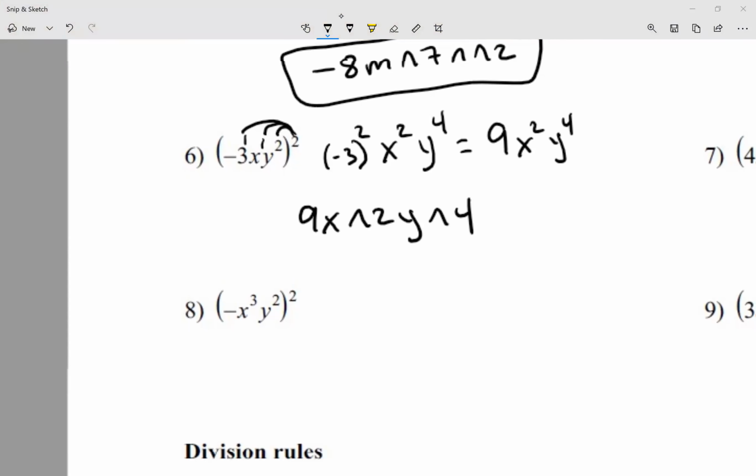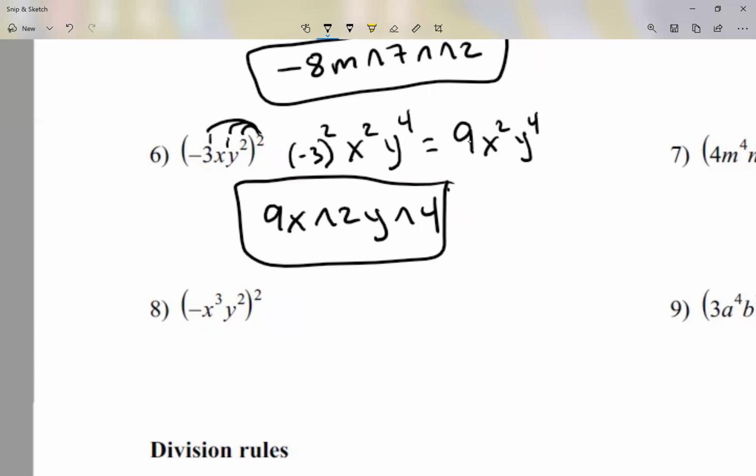Now I have a question here. Do we have to put a space in between the two variables? No, it's all together. No spaces in there. All together.